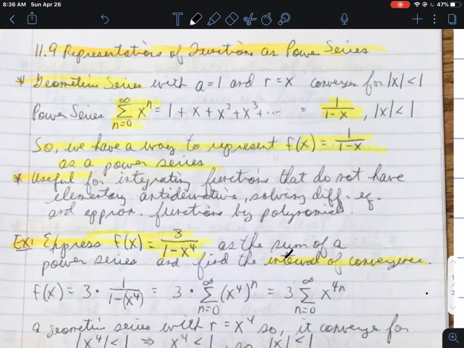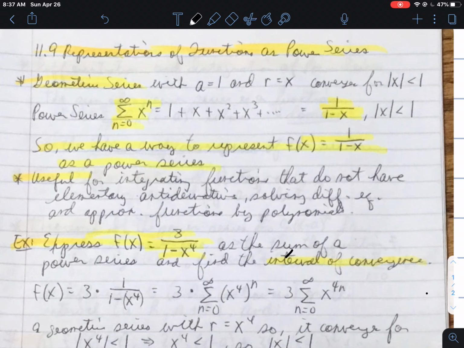So what we're after in this case is, can I take a function and represent that function as a power series? So instead of going in the opposite direction. Now we're going to make use of our geometric series, because we know that geometric series converge for absolute value of r less than 1. We also know that they converge to a over 1 minus r.